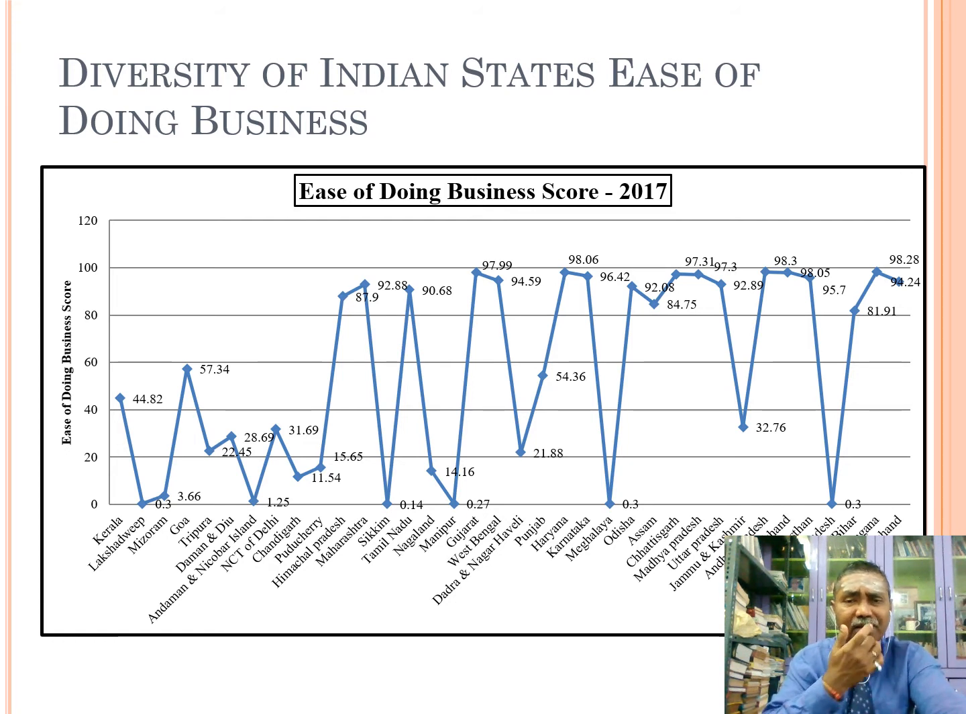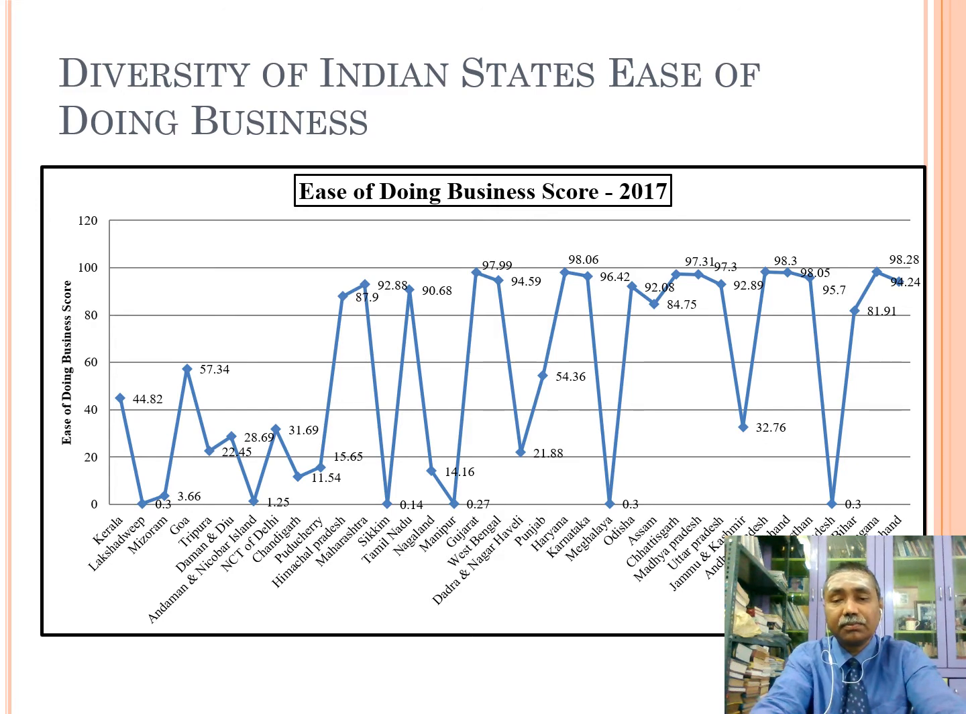But at the macro level, more than 50% of the Indian states have an ease of doing business score of more than 80. See the graph, the upper edge, more than 80, so many states. Other states, northeastern states probably, a lot of investments are now being pumped in, so they will also pick up. This is to show you the diversity within the country.